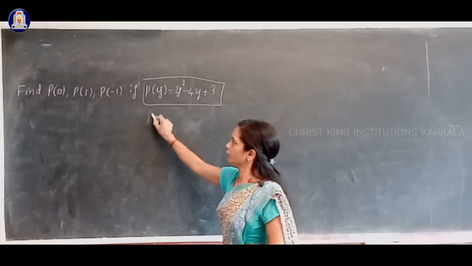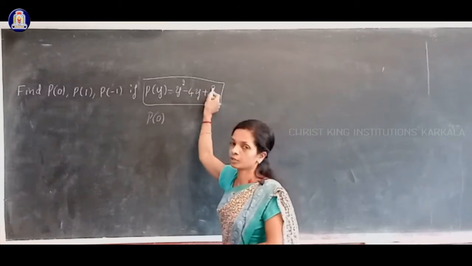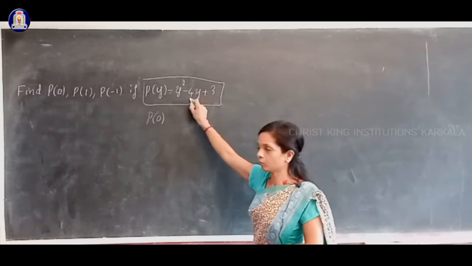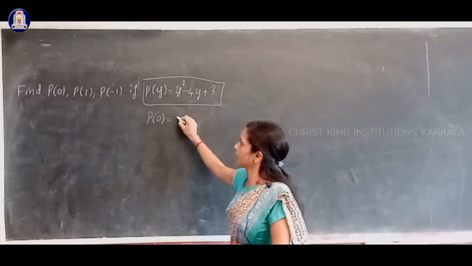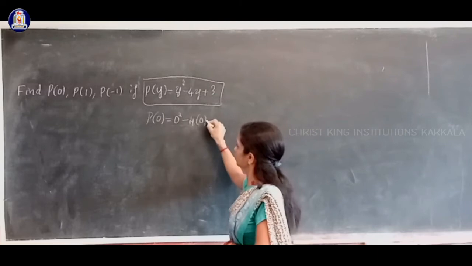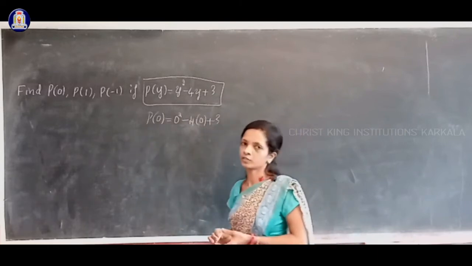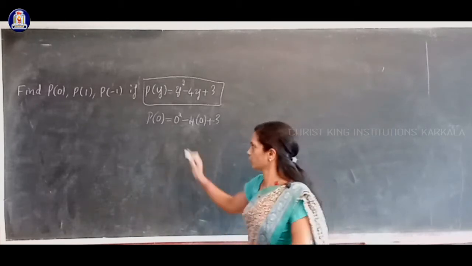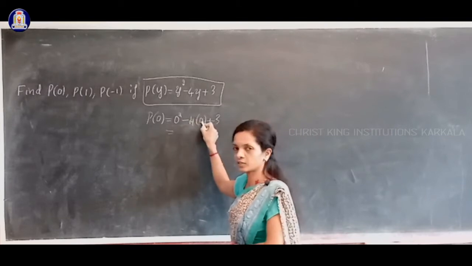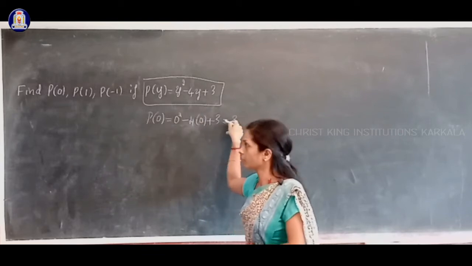Now, to get p of 0, what you have to do? See, in y place you have 0. So, like that you have to replace y by 0 on the right hand side also. So, p of 0 is equal to 0 square minus 4 into 0 plus 3, and any power of 0 is 0. So, here 0, 4 into 0 is 0, 0 minus 0 is 0, and plus 3, that is equal to 3. So, p of 0 is 3.